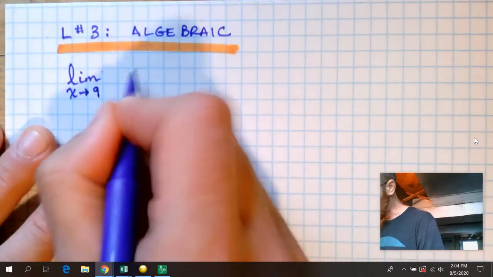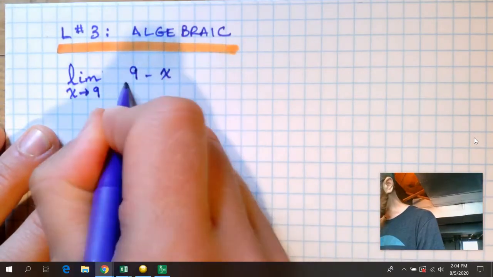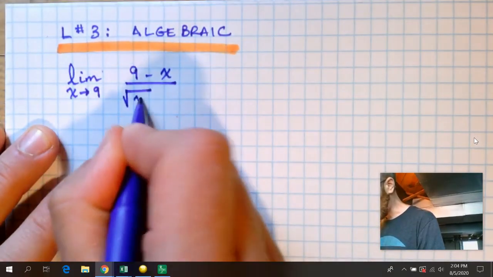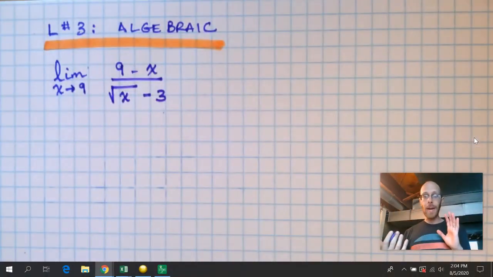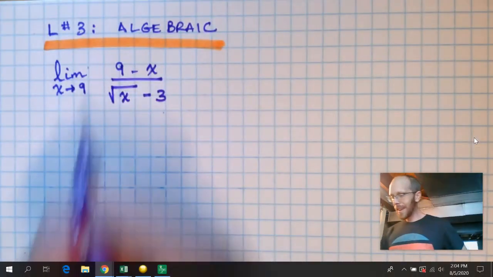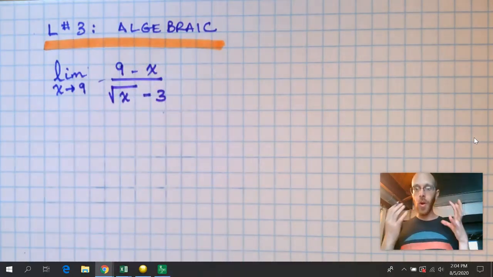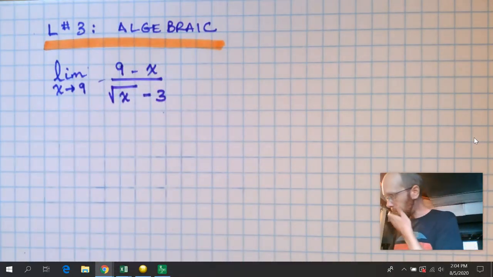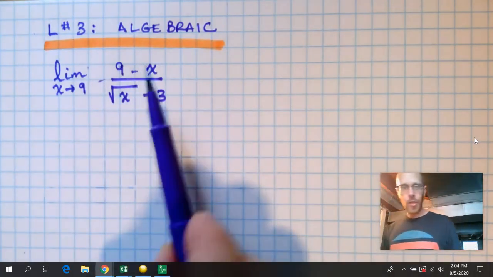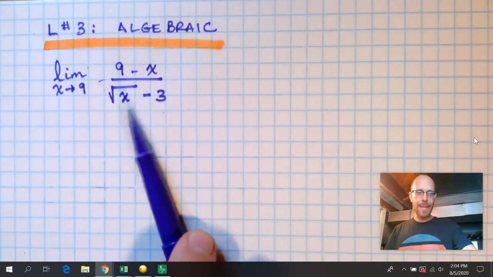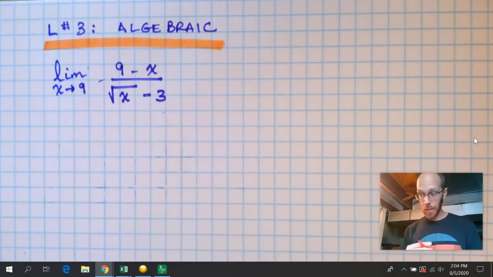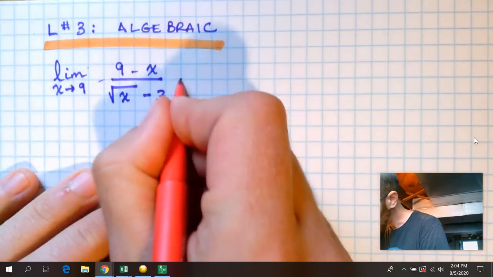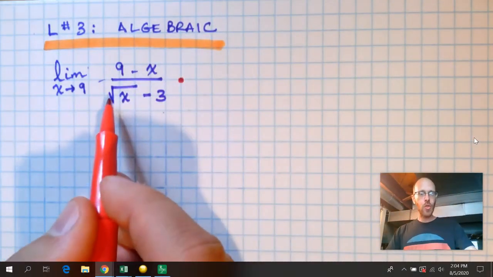Suppose we're asked to find the limit as x is approaching 9 of (9 minus x) divided by (the square root of x minus 3). And let's suppose that we've already plugged in 9 and found that we got 0 over 0. Well, then we need a strategy to evaluate this limit. And the strategy I'm going to give you goes a little something like this.